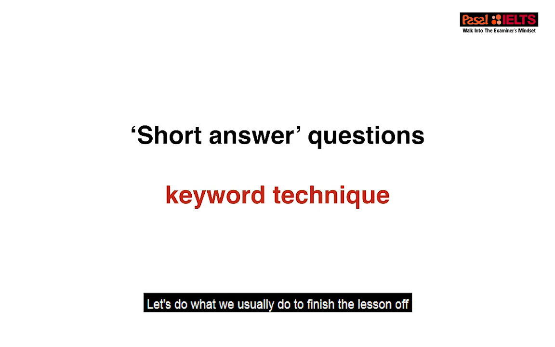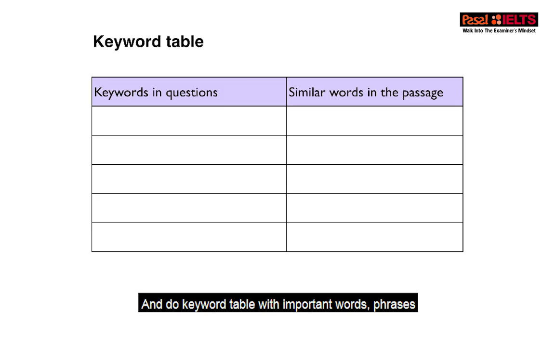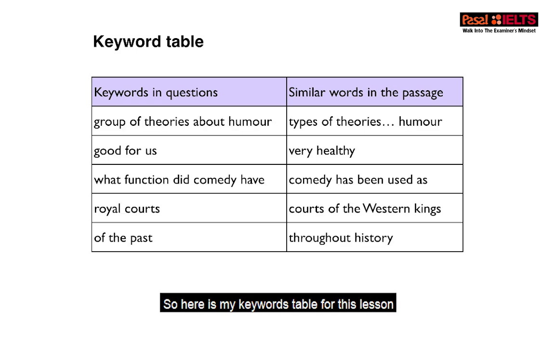Let's do what we usually do to finish the lesson off and do a keyword table with these important words and phrases that helped us to get the answers. So here's my keyword table for this lesson. In the question, group of theories about humour, and we found in the passage types of theories about humour. Good for us, very healthy. What function did comedy have? Comedy has been used as. Royal courts, courts of the Western kings, of the past, throughout history.